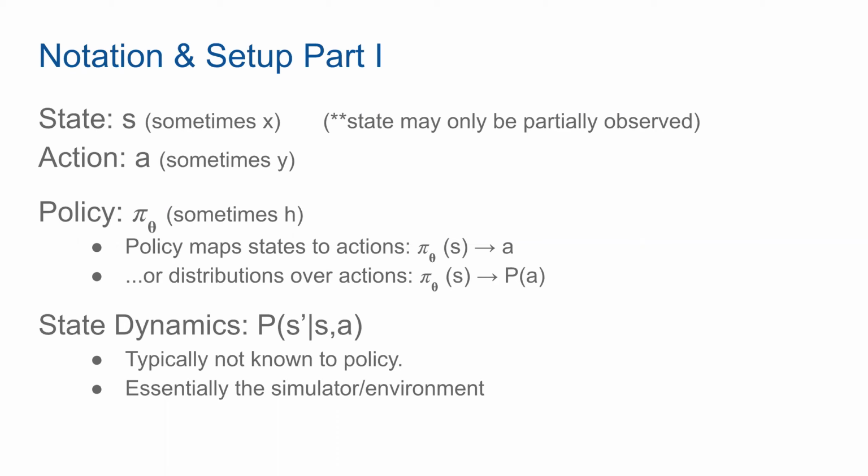A policy maps states to actions, so it takes as input a state and it outputs an action. The subscript theta refers to the parameterization of pi. So if pi was a neural net, then theta would be all the parameters of the neural net. Oftentimes, pi is a stochastic policy, which means it maps states to distributions of actions. So now pi sub theta of S maps to a distribution over possible actions, and then when we actually take an action, we sample from this distribution at this state.